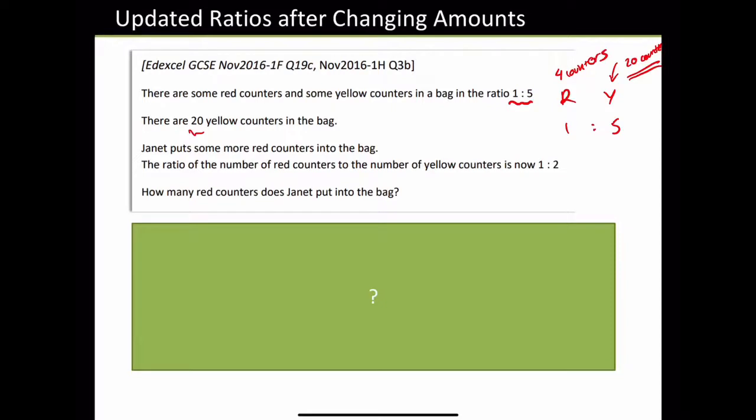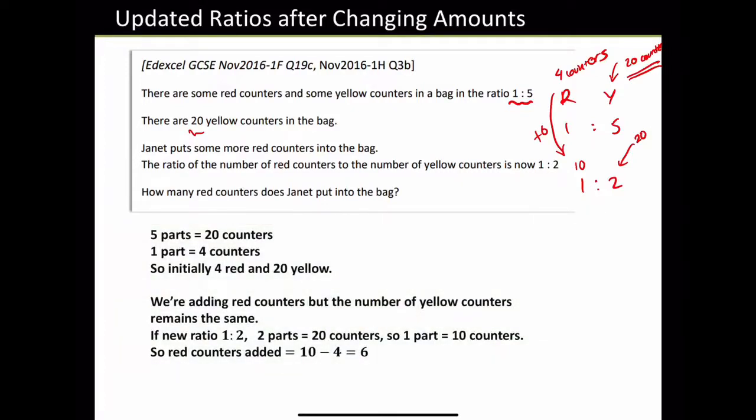Continuing the question, Janet put some more red counters in the bag. The ratio of the number of red counters to the number of yellow counters is 1 to 2. So she's not changed how many yellows she's got, so she's still got 20 of them. So if this is 20, and the ratio is 1 to 2, then this must be 10. So how many have I added? They've added 6 counters.